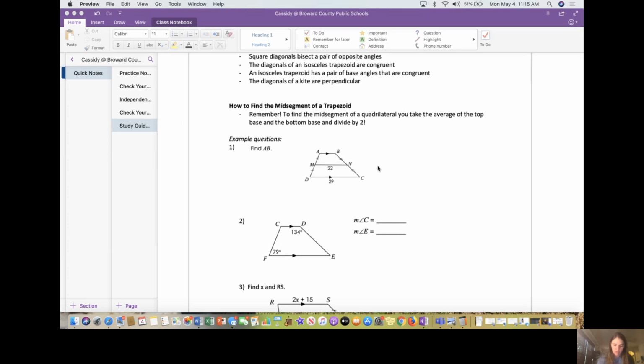So top base, which is just AB, I'm just going to use X to represent that. Hopefully you guys are okay with that. All right, so we're going to use X. That's a beautiful X, I know, but hopefully you get the idea. So we're going to do the top base, which is X, plus the bottom base, which is 29, divide by 2, and that gives us the midsegment, which is 22.